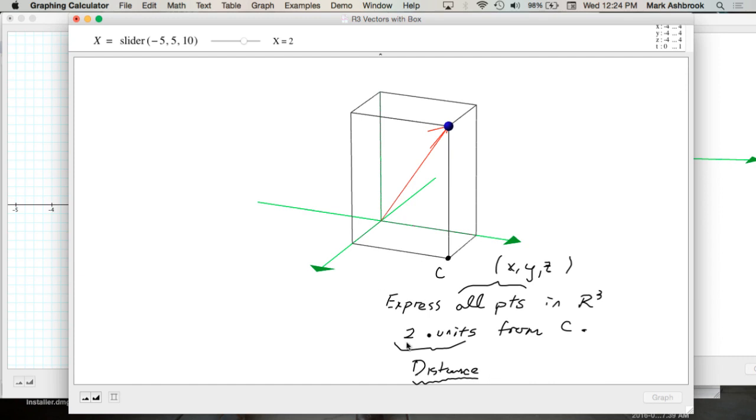Here's the hint, right? What does 2 units from C mean? It means a distance, right? Distance. Here's another hint. C is 2, 3, 0. You've got everything you need, right? You've got 2 points, you've got a distance.